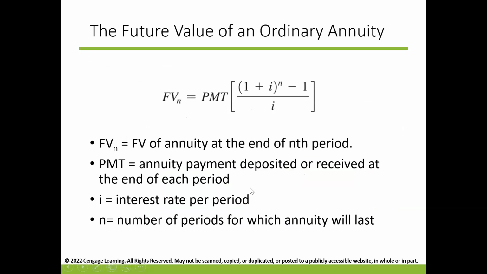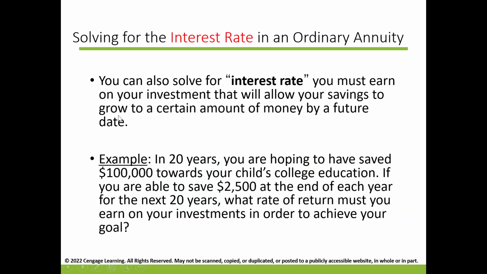So if we go back to the future value of annuity, this is what this formula would look like. So now we're going to solve for I. So we got a problem here. In 20 years, you're hoping to save $100,000 towards your kid's college education. You are able to save $2,500 a year for the next 20 years. What rate of return do you have to earn in order to achieve your goal? So I'm going to give everybody just a minute and we will go about trying to solve this. So we'll take a pause for a minute and then we will go to the calculator.